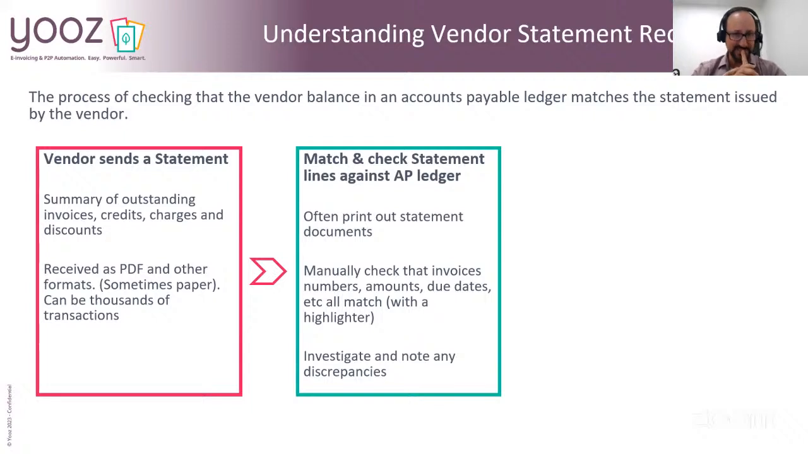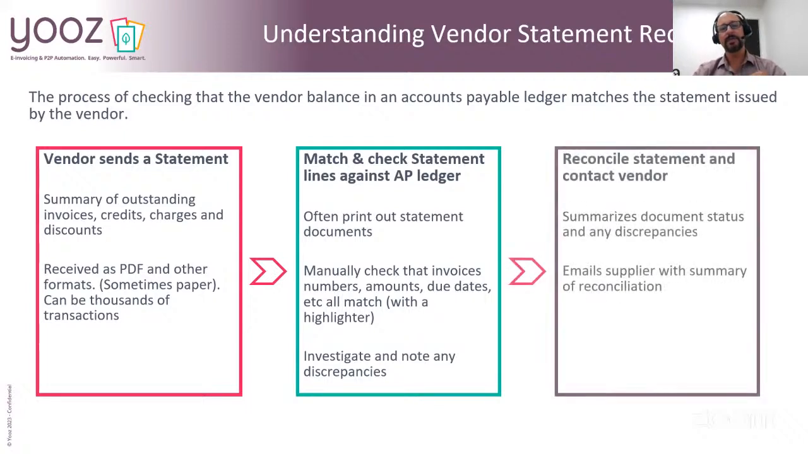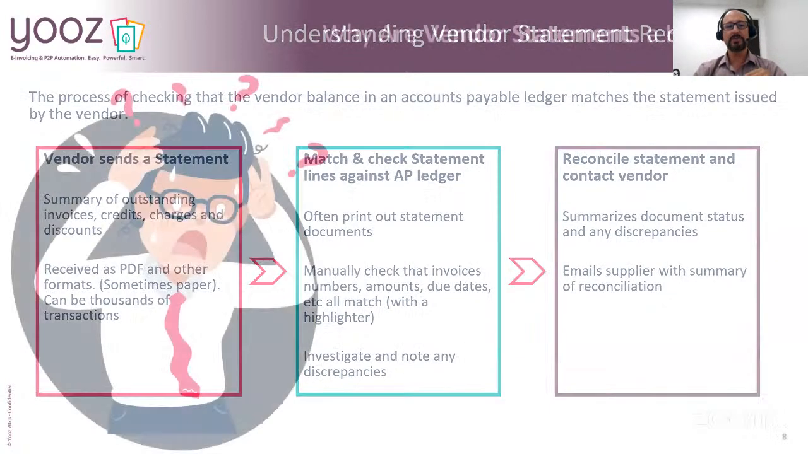And they then investigate and note any discrepancies. They then go ahead and do the reconciliation part. That involves the investigation. So any discrepancies that are then done get summarized within a document, statuses get noted, discrepancies get noted, and they email off a summary to the supplier or to the vendor.